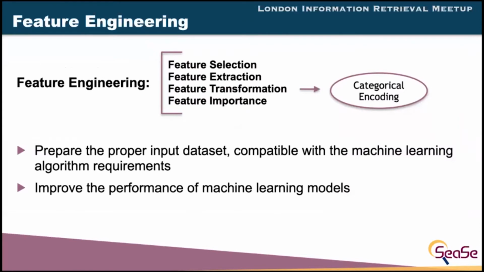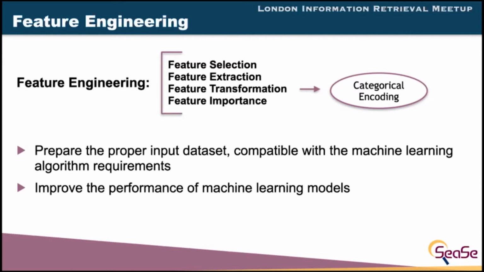Moving forward, the feature engineering part is vital and must be performed to choose the right features in the right format by transforming them or creating new input features. There are several techniques: feature selection, feature extraction, feature transformation, feature importance, with the aim of preparing the proper input data set and improving the performance of the machine learning model.